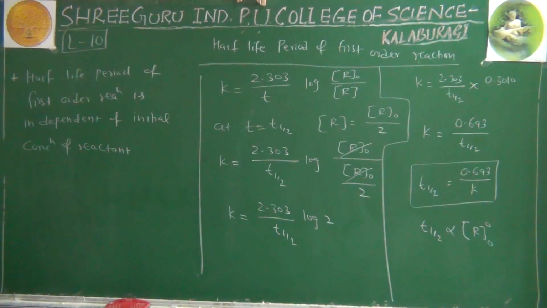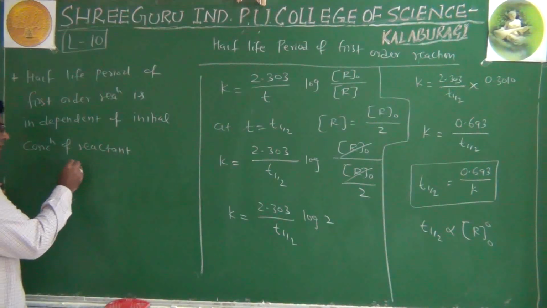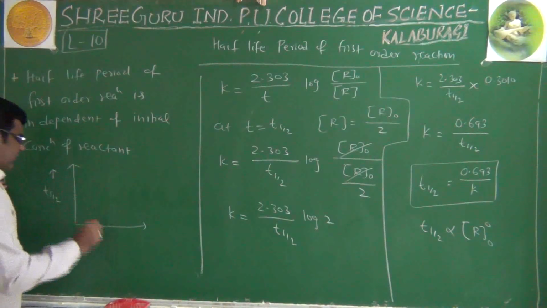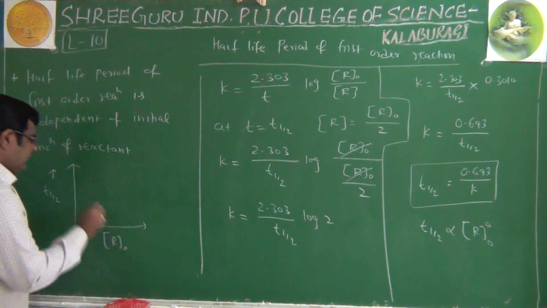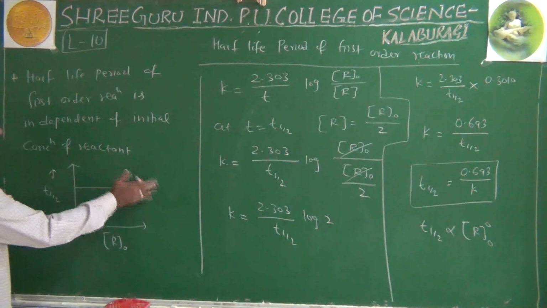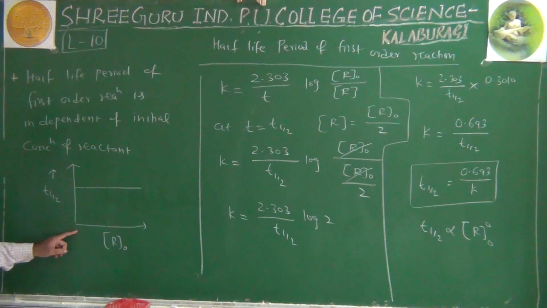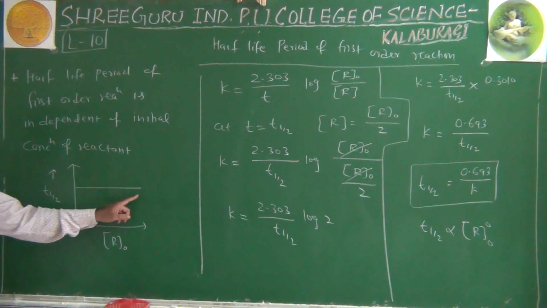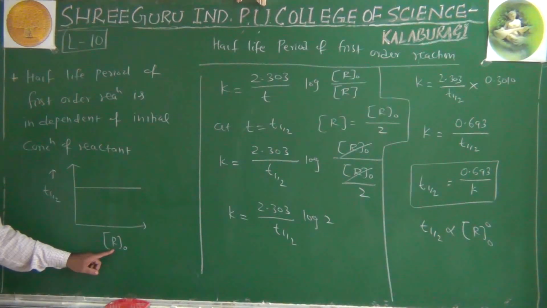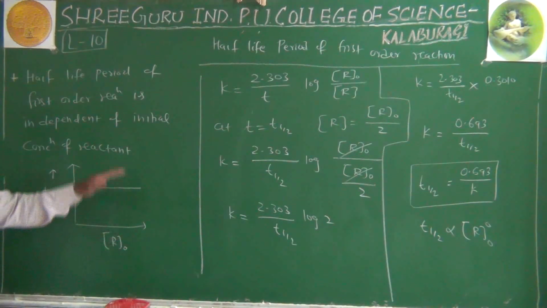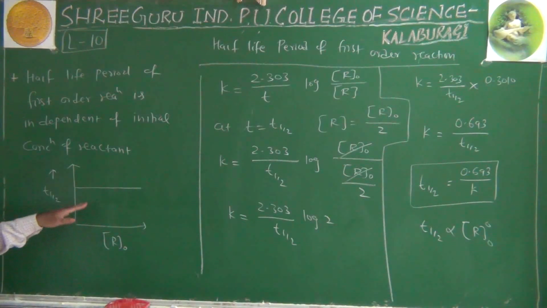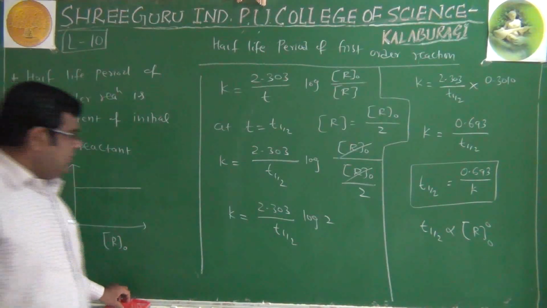Now can we plot a graph between half-life period and initial concentration? If we plot like this, we get a straight line parallel to the x-axis, which means t half is constant. T half does not depend on the initial concentration of the reactant. So once again, with these 3-4 simple steps we came across this relation.